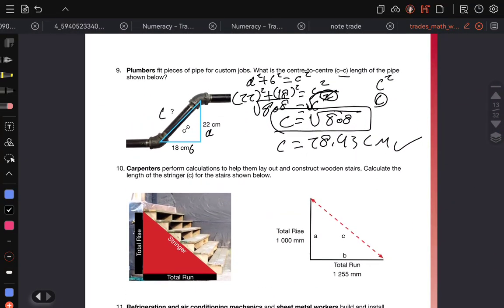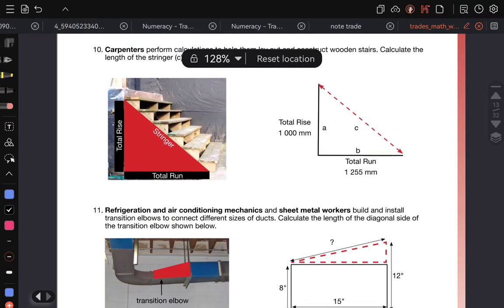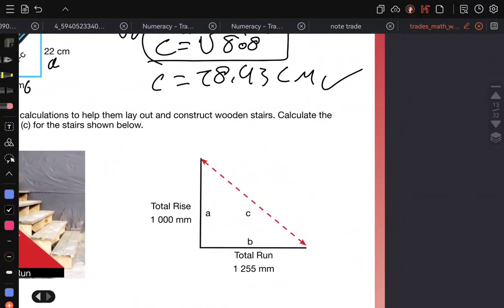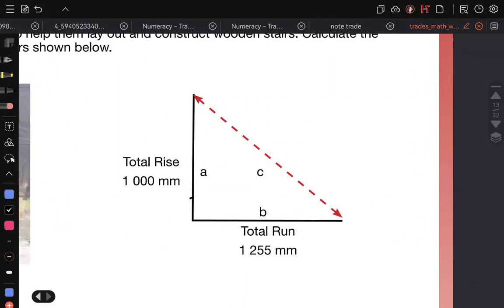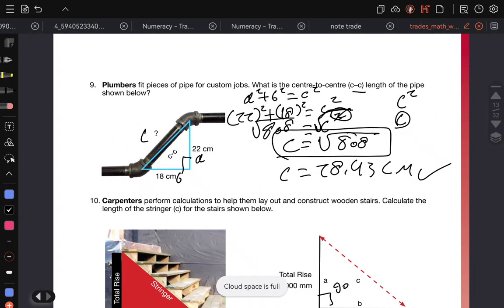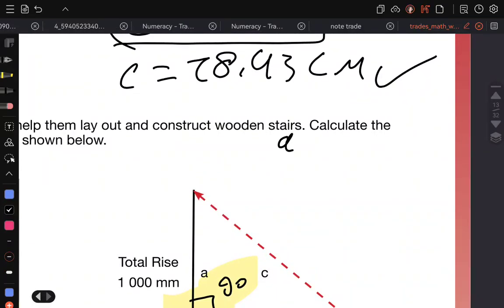Okay, now let's move to the other question. This question is also basically the same, so I will try to just solve it right away. There's no need to waste our time here. Is it 90 degree? Yeah, it is. And the other one was also 90 degree. As long as it is 90 degree, we can use our formula, which is a square plus b square equals c square.